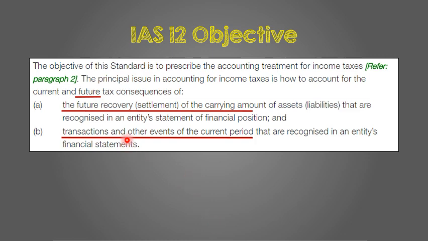Now, the objective tells us that the principal issue in accounting for income taxes is how to account for the current and future tax consequences of the future recovery of the carrying amount of an asset or the future settlement of the carrying amount of a liability, as well as any other transactions and other events of the current period that are recognized in the financial statements. So these future tax consequences is what we are accounting for using deferred tax. We have already done the current tax. Now when we look at future tax consequences, that will be the deferred tax.